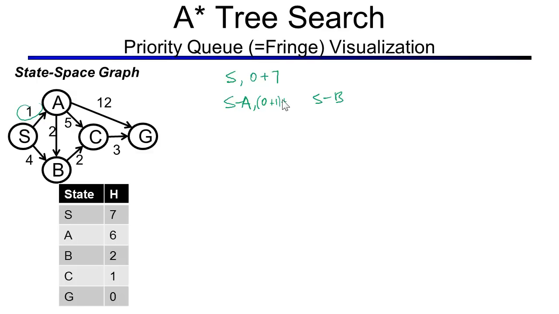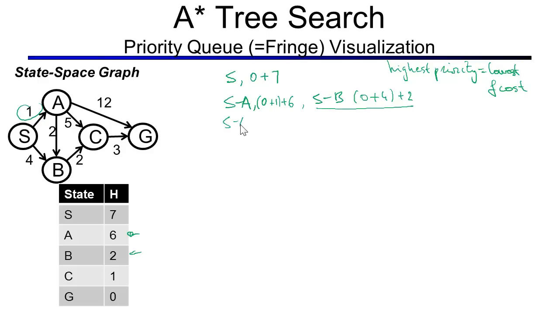The heuristic for A is 6. And for SB, we also have a G cost of 0 plus the cost from S to B, which is 4, plus the heuristic value for B, which is 2. Next, A-star tree search will pop the one with the highest priority, as it always does, which is the one with the lowest F cost, which is SB with an F cost of 6.